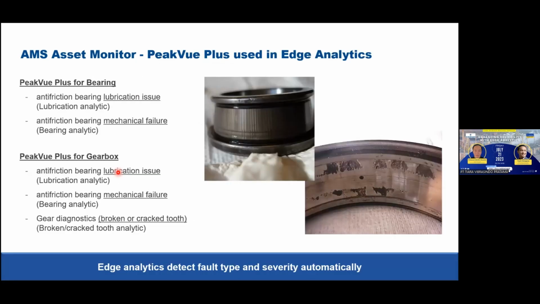And of course, something interesting here also that I think most of you have heard of: PeakVue Plus. What PeakVue Plus does is it can help you differentiate between a lubrication issue and mechanical failure, right? These are some of the analytics that are already available here, already embedded inside our AMS Asset Monitor, right?